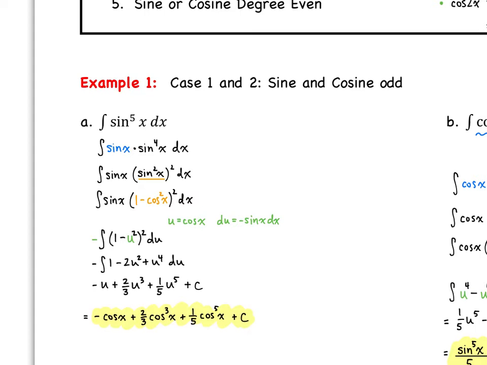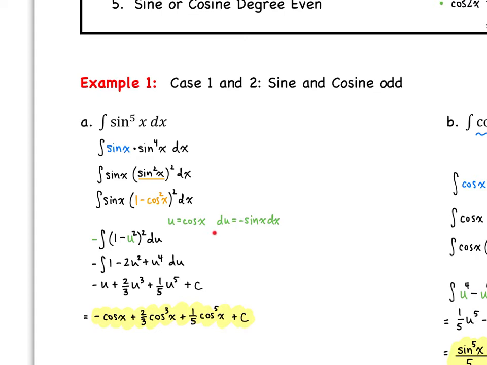Remember, this is where we're going to save one of the sines. So I'm going to take out one sine, and we're going to convert the rest. I'm going to rewrite sine to the 5th as sine times sine to the 4th. Sine to the 4th is like saying sine squared, squared. So now we can use that trig identity. Sine squared is 1 minus cosine squared, and don't forget that whole thing is squared.